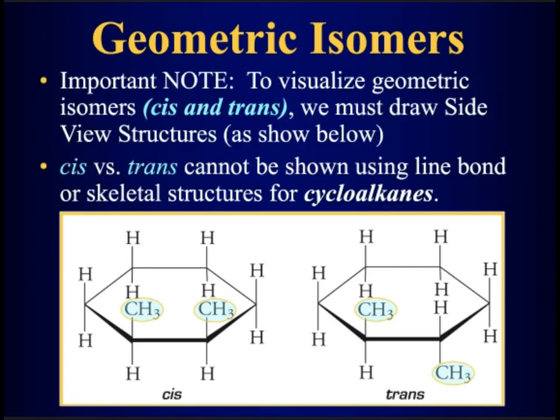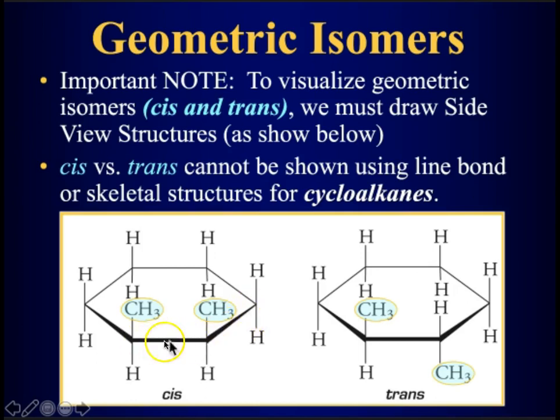An important note with these isomers is the cis-trans can only be viewed when you draw the side views of these structures. So when you draw the structures so that you have these hydrogens above and below. The cis versus trans cannot be shown using line bond or skeletal structures for cycloalkanes. If we were trying to draw them with our skeletal or line bond, because we aren't actually drawing the bonds up and down, we can't show it. So it can only be drawn when we have this side view.